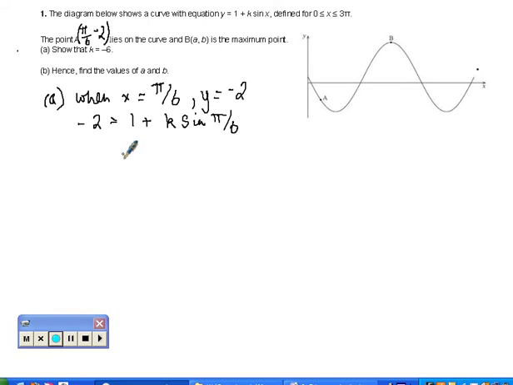So that should be ringing bells with you, and you should be thinking sine of pi over 6 is the sine of 30 degrees, which is 1/2. So negative 2 is equal to 1 plus k over 2. Multiplying through by the 2 gives me negative 4 is equal to 2 plus k, and therefore our value for k is negative 6.